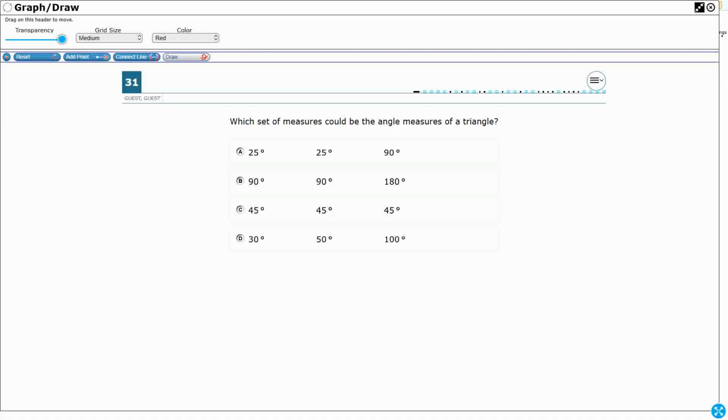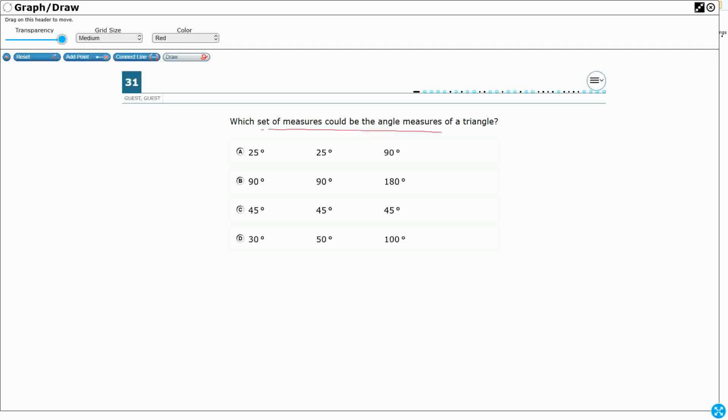All right, so we've got four different sets of angles. We're looking to see simply which ones could be the measures of a triangle. Now, what do we know about triangles? We need to know that a triangle has a set of degrees that the interior angles always add up to.